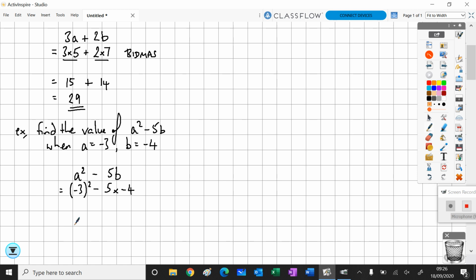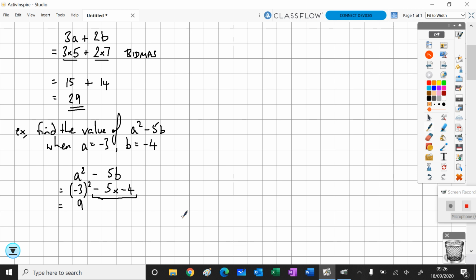Now, let's think about this. When you square something, you're multiplying it by itself. Negative 3 times negative 3. Now, you should know that a negative times a negative makes a positive. So negative 3 times negative 3, or negative 3 all squared, just makes positive 9. And here, let's deal with all of that in one go.